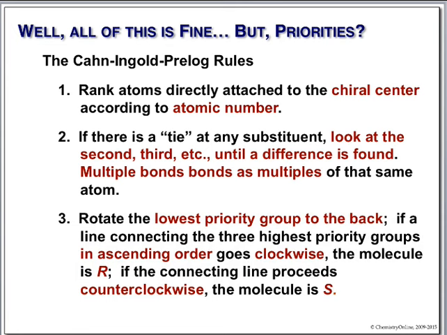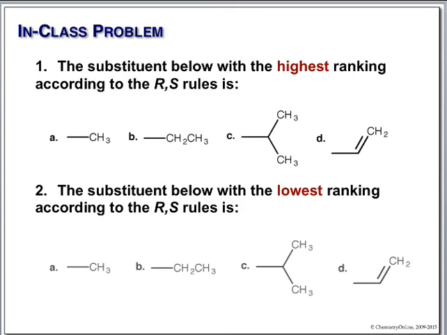Again, we're going to rotate our structure so the lowest priority group is going back. Going to connect the others with an arc. If it's clockwise, it's R. If it's counterclockwise, it's S. That makes sense, right? Let's start off with some very simple problems. Which of these, A, B, C, or D, would have the highest ranking priority-wise?